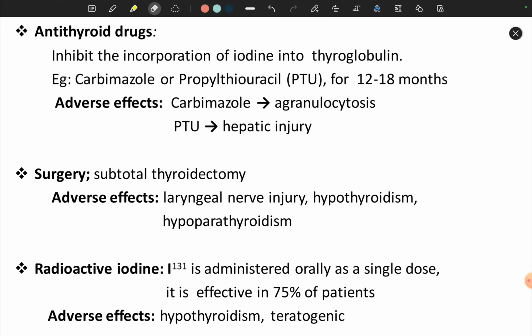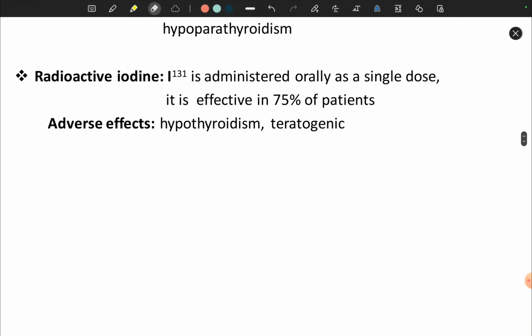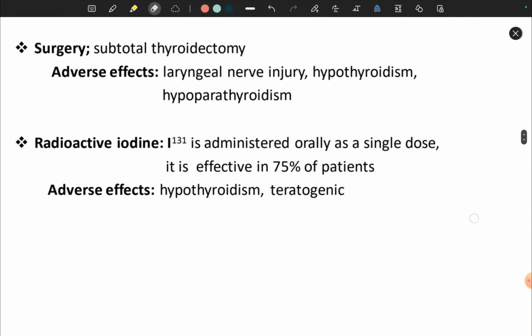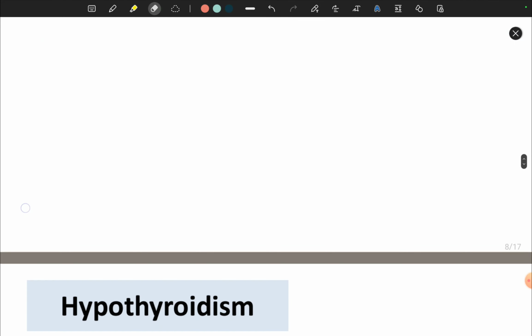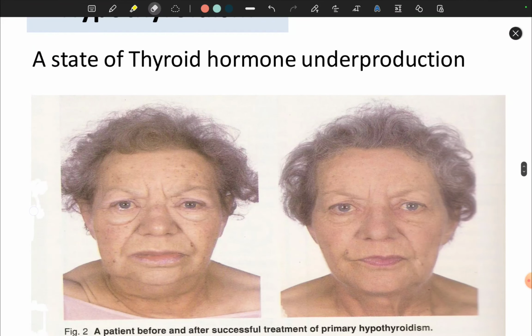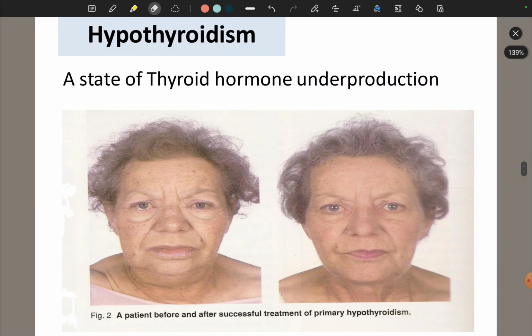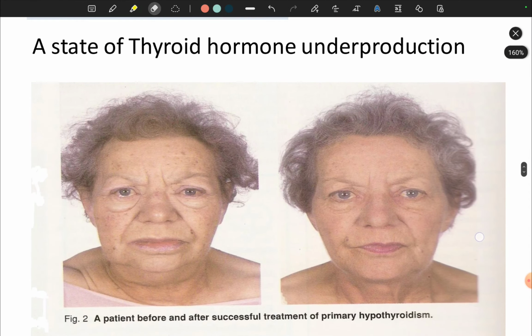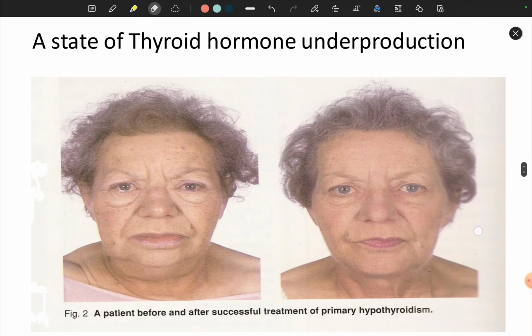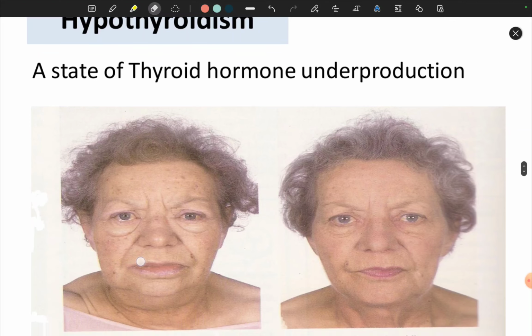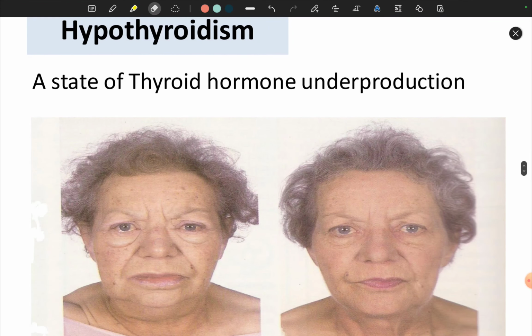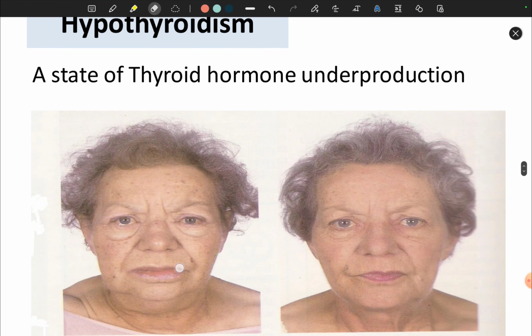Thyrotoxicosis, Graves' disease, diagnosis and management. Now we have a few slides on hypothyroidism. Generally, in management of hormone disorders, when we have deficiency, we need to replace. When we have excess, we need to suppress.